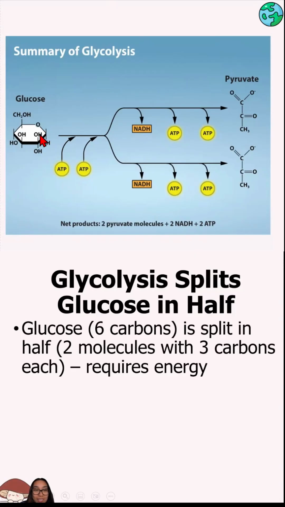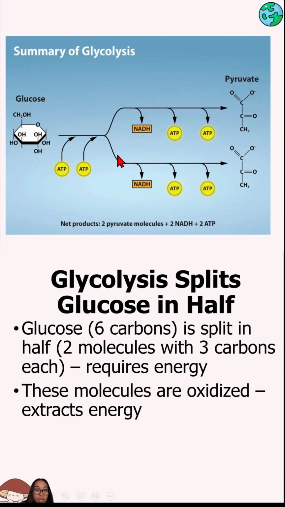So glucose has 6 carbons. So 1, 2, 3, 4, 5, 6. And what we're going to do is split it in half. Now, if you split something in half that has 6 carbons, you're going to get two molecules that each have three. 3 plus 3 is 6. Now, this first process actually requires energy. To split glucose, we have to put in some energy, so we're putting in ATP.